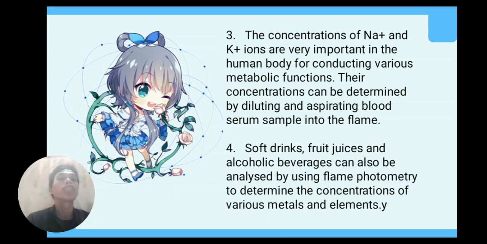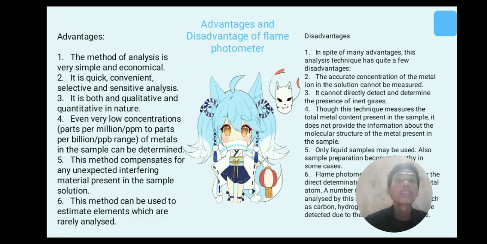3. The concentrations of Na+ and K+ ions are very important in the human body for conducting various metabolic functions. Their concentration can be determined by diluting and aspirating blood serum sample in the flame. 4. Soft drinks, fruit juices, and alcoholic beverages can also be analyzed by using flame photometry to determine the concentration of various metals and elements.